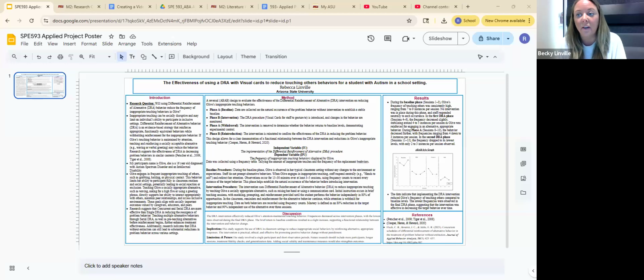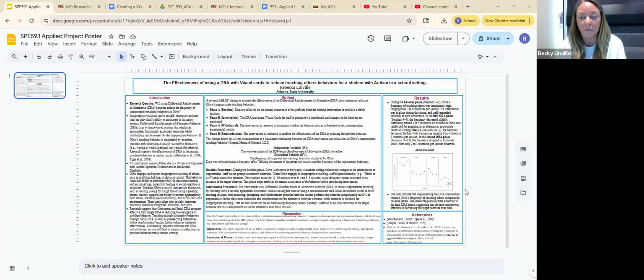So for my project, as I said, I started with my student, and they have inappropriate touching. So my research question was, will differential reinforcement of alternative behavior, a DRA, reduce the frequency of inappropriate touching with her? The independent variable was the DRA procedure, and the dependent variable was the frequency of inappropriate touching. She's 16 years old and has autism. She also has an intellectual disability.